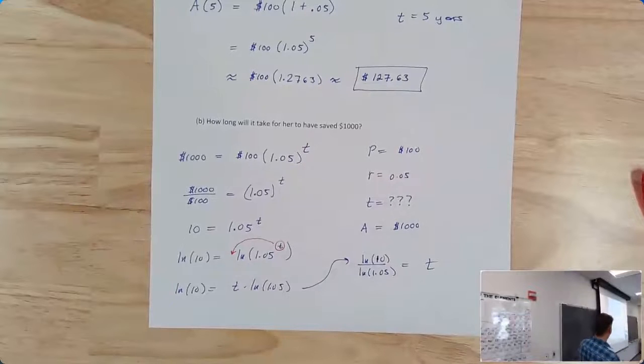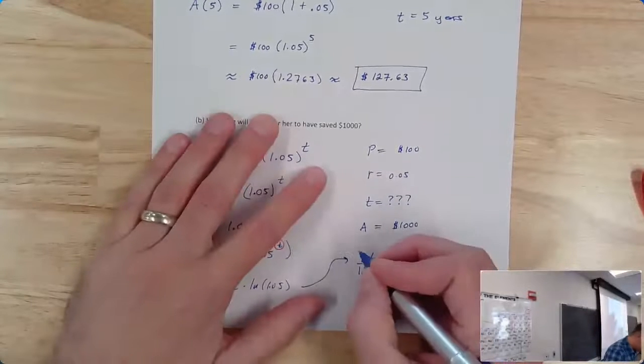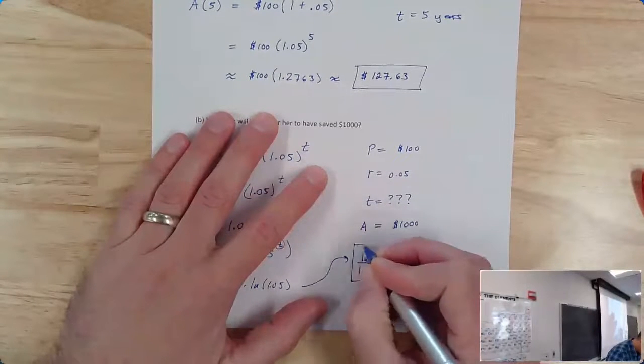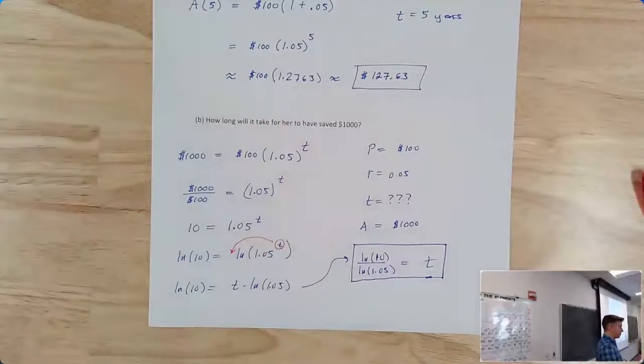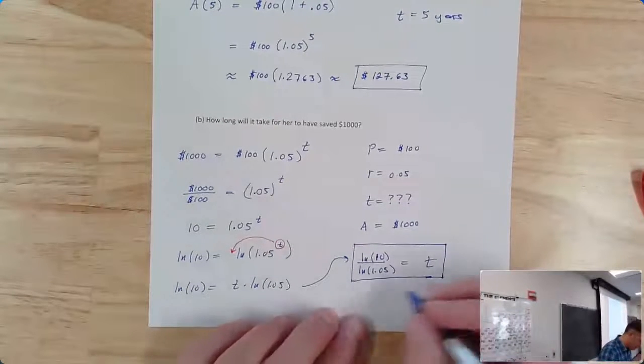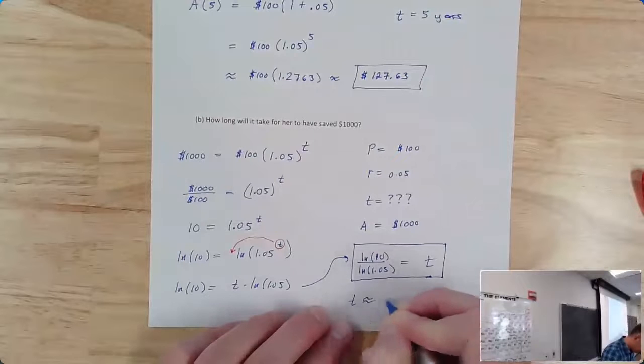Now, although that is the correct answer, it's not very meaningful. I don't know how long that is. I don't know what natural log of 10 divided by natural log of 1.05 is. So even though this is the exact precise answer, typically when you're doing a question like this, you should use a calculator to get an approximation, because otherwise, how many years was your money in the bank for? So using a calculator, we get approximately 47.2 years.